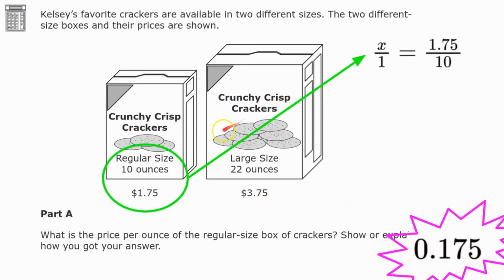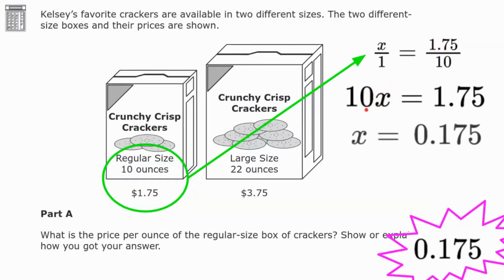I know that it's $1.75 for 10 ounces. And what I want to know is the unit rate. I want to know how much it costs for 1 ounce. So if it costs $1.75 for 10 ounces, how much for 1 ounce? Cross product property, 10x equals 1 times $1.75. Divide both sides by 10, and x is equal to 0.175.